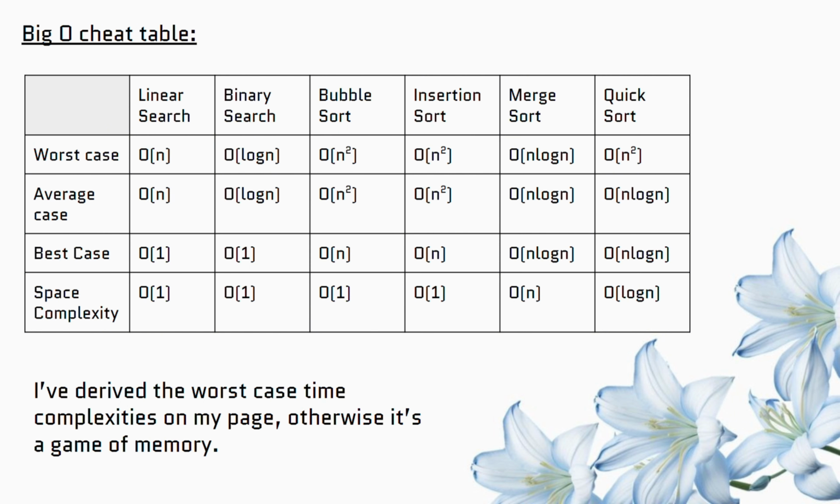Well, space complexity is just how much memory does the algorithm need to fully execute. Now, all of these are O of 1 because you only need to store the array. That's it. You need to loop through this array in these algorithms, in these searches, but you only need to store that array. You don't need to create more memory to execute this algorithm.